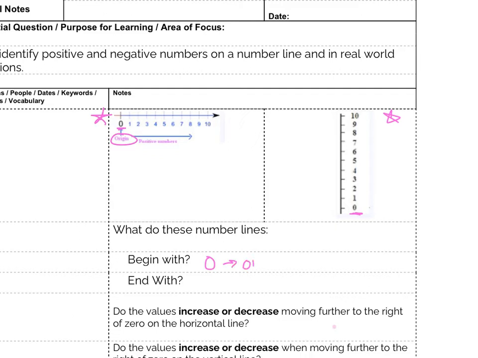All right, origin. Just like a graph. Now let's look at their ending points. On this first one, the ending point is a 10. On this one, this ending point is also a 10. So both of these number lines begin with 0 and end with 10.